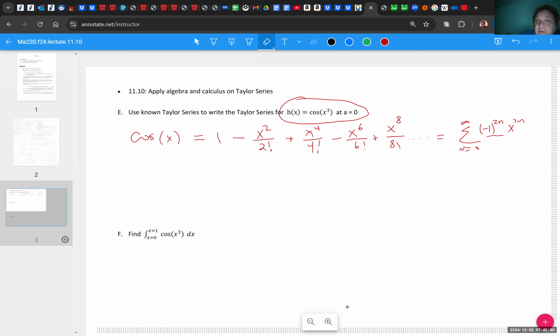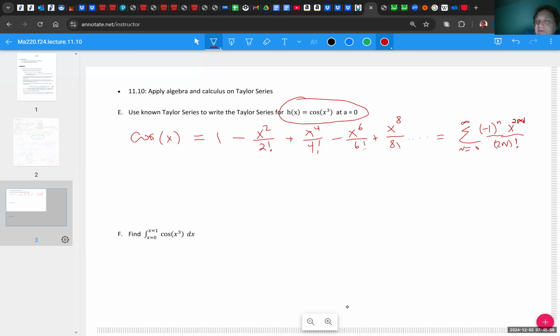And -1 to the 2n would always be even, so it would always be a positive number. We don't want it to always be positive, we want it to alternate. So it's -1 to the n. That alternates between positive and negative. The exponent has to be 2n because we need it to be an even number. And the factorial on the bottom is always an even number as well. So it's 2n factorial. And once again, this is on our reference page, so you don't have to memorize this.